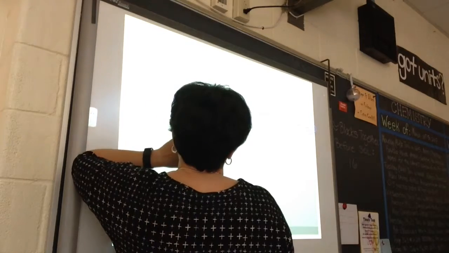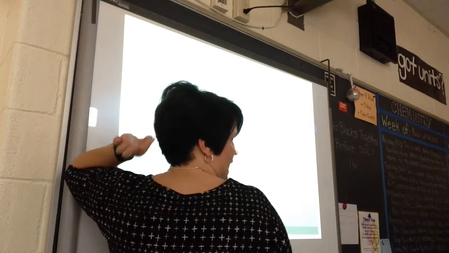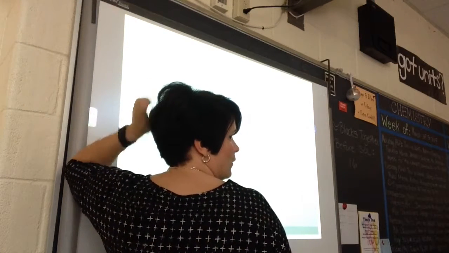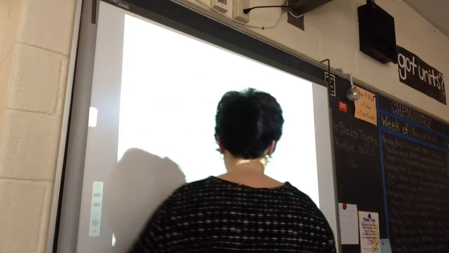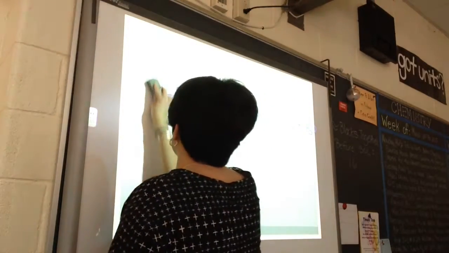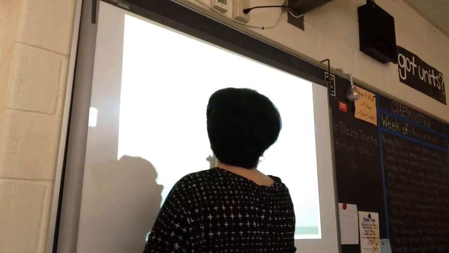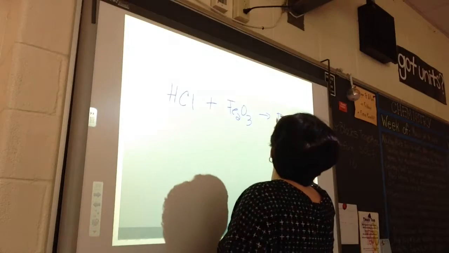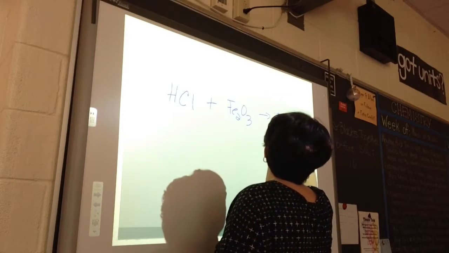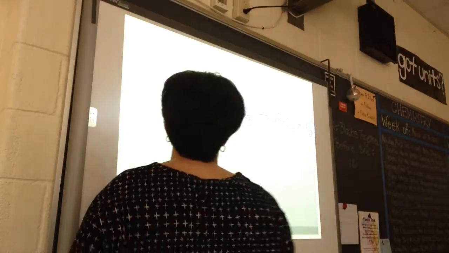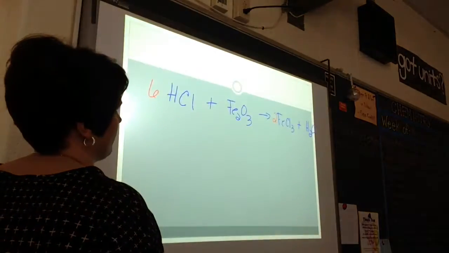I can get it to 6, but I have to change this and I just made that. But is that okay? Are these permanent once I've written it? No? Okay. So I'm going to go to 6. So this is going to be a 2 times 3 gets me 6. This is a 6. Now my chlorines are square.